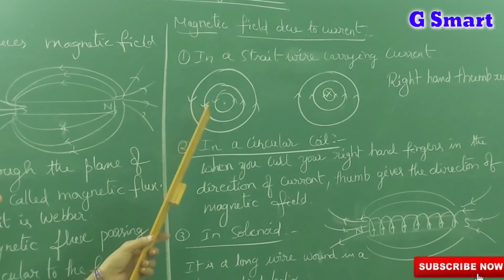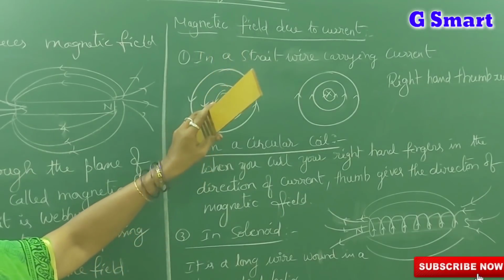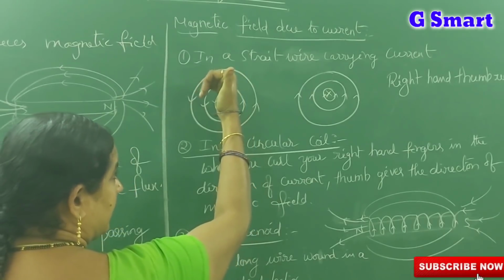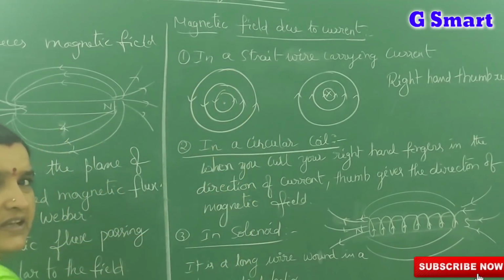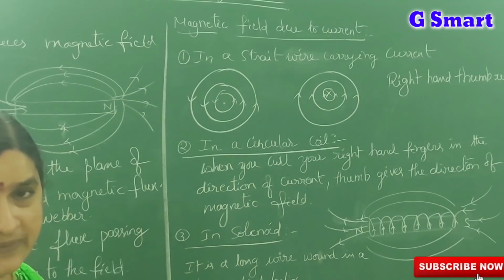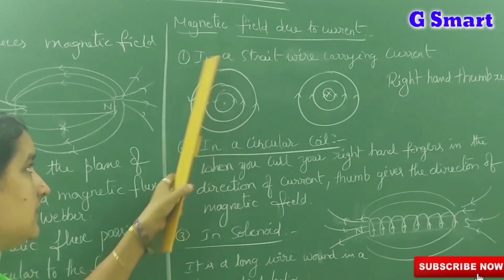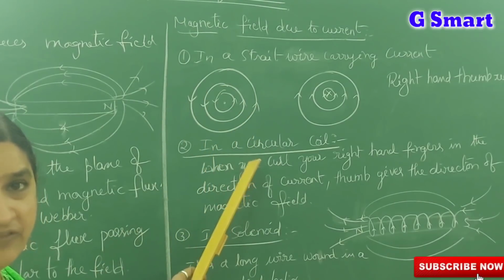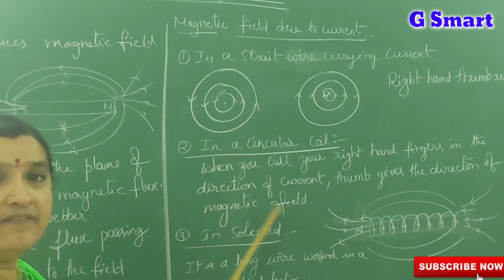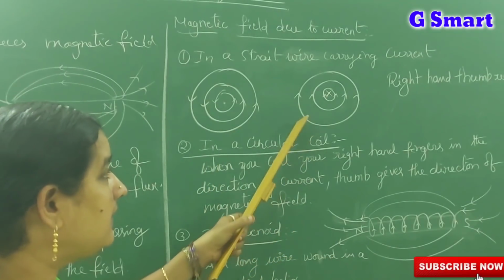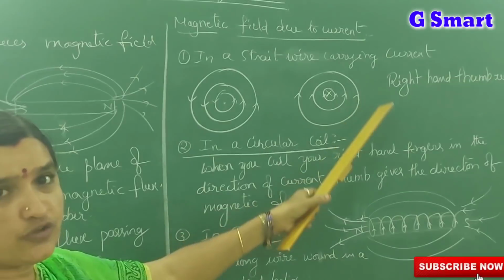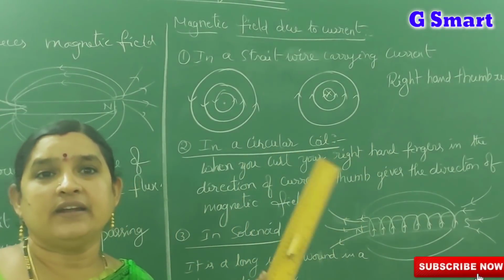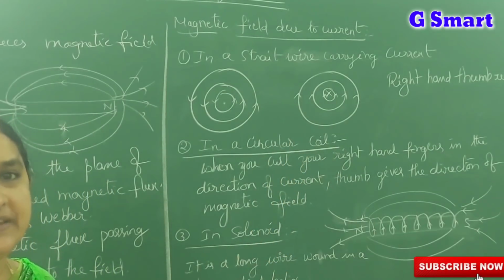In the same way, when the current is coming out of the page, the remaining fingers show the direction of the magnetic field, so that means anti-clockwise. The direction of the magnetic field is anti-clockwise. When the current penetrates into the paper, we get the clockwise direction of the magnetic field. So we can say that electric current and magnetic field are perpendicular to each other.